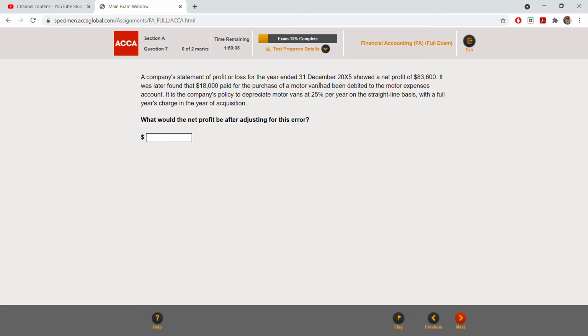So 25% on the straight line basis, motor van, that is 18,000, for 1 year. So 25% on 18,000 is 4,500. So 83,600 plus 18,000 minus 4,500, that depreciation, and it will be 97,100. Okay, next.